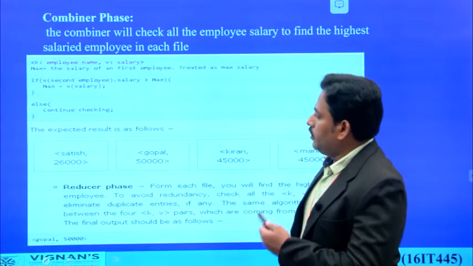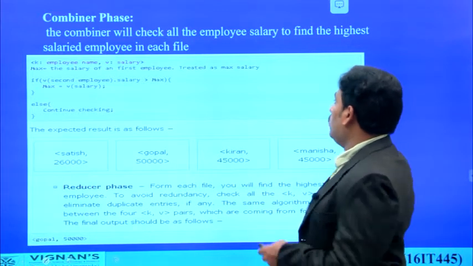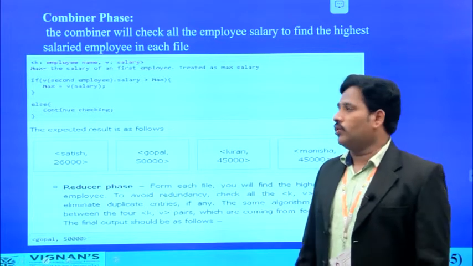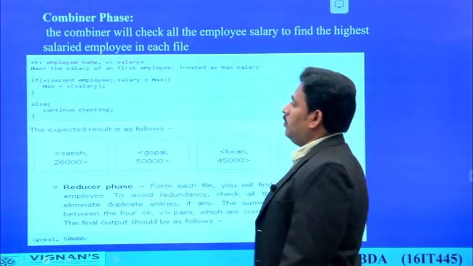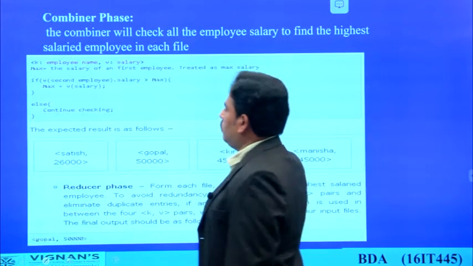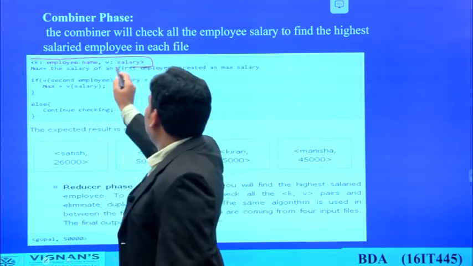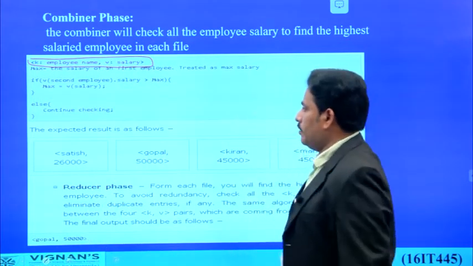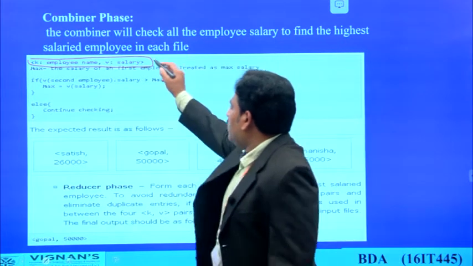Now, after the mapper phase, we are going to apply the combiner. The combiner will check all the employee salaries to find out the highest salary. That is our task: we want to find the highest salaried employee. Now, let's have a look at the query we have written. Here, the key is the employee name and V is the salary. We declared 2 variables: K equals employee name, V equals salary of an employee.